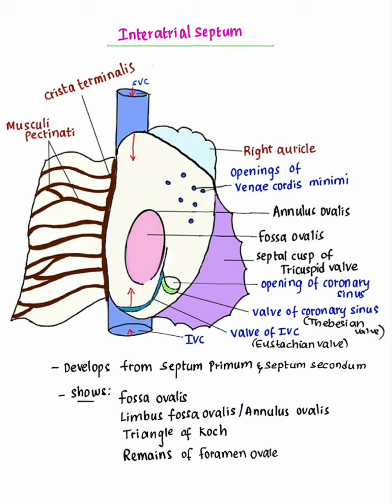Remains of foramen ovale are occasionally present. This is a small slit-like valvular opening between the upper part of the fossa and the limbus. It is normally occluded after birth, but may sometimes persist.